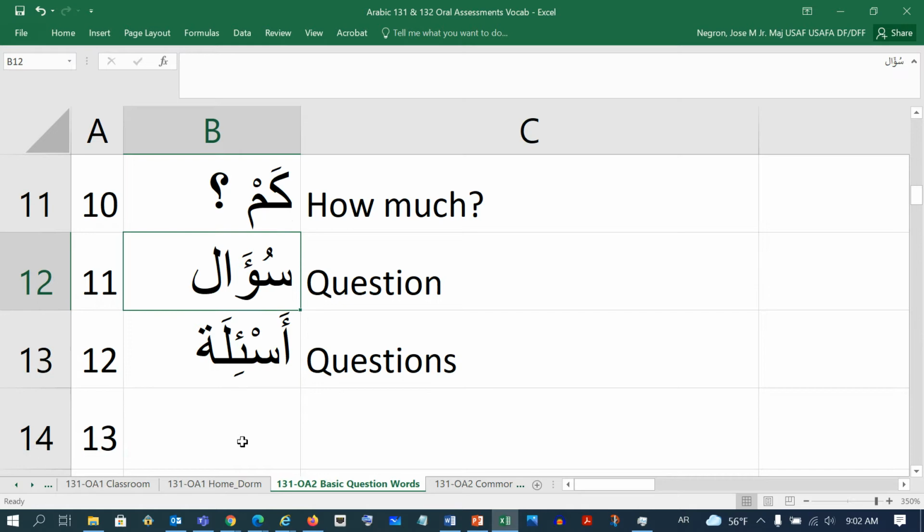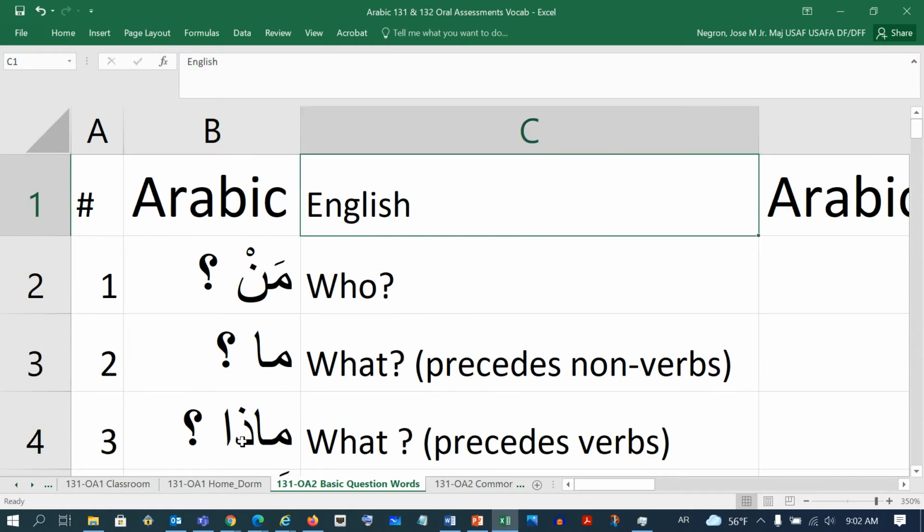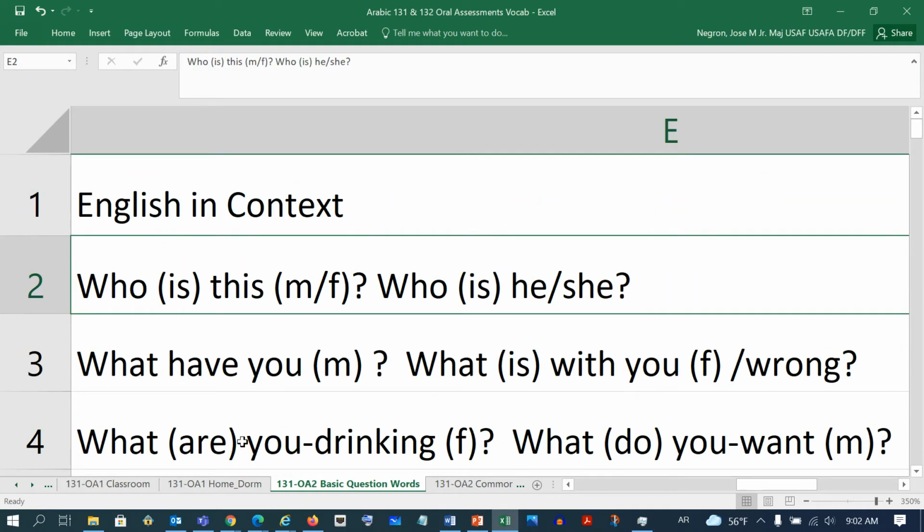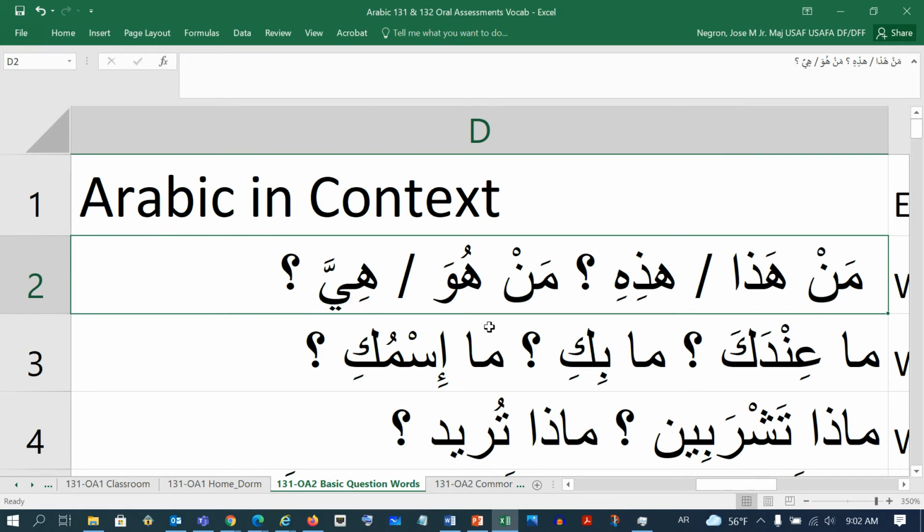And those are the words that we were going to cover. Let's do some examples. Our first question word was men, which means who. If you say men hadha, this hadha word is the demonstrative pronoun "this" for masculine, so a person or a thing that's masculine. So you're saying, who is this? Men hadha, right?